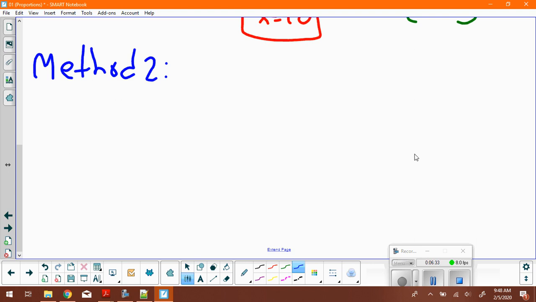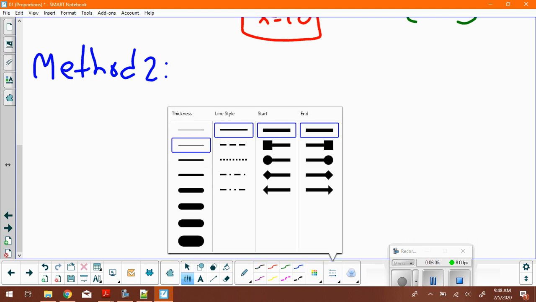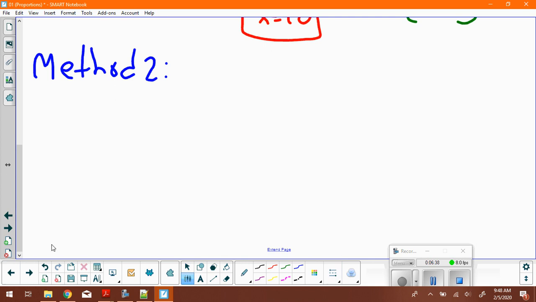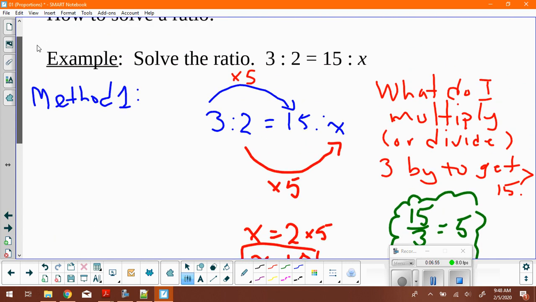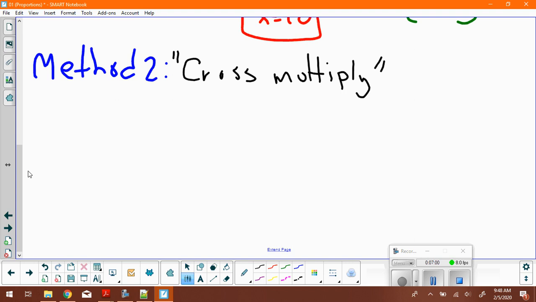Okay, method number 2 is what, if you've seen it before, you may have heard it called cross multiply. So I'll write that down. For this one to work, this is where we switch and we write the ratio vertically. So I have 3 to 2 and 15 to x. So I have 3 over 2 equals 15 over x.